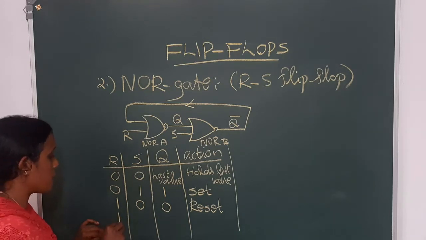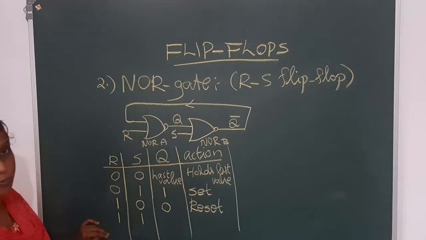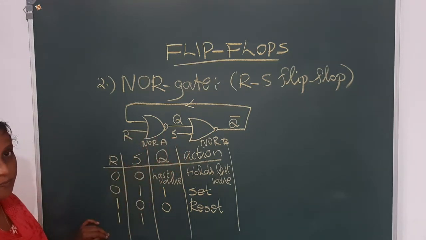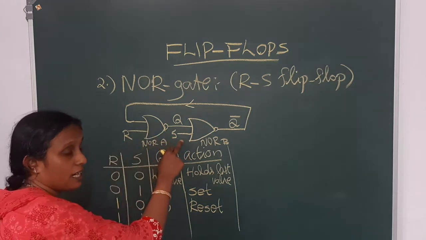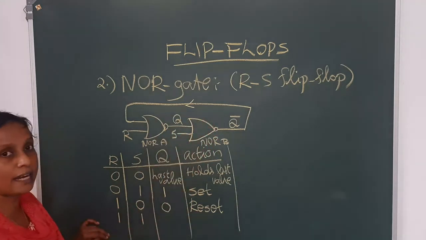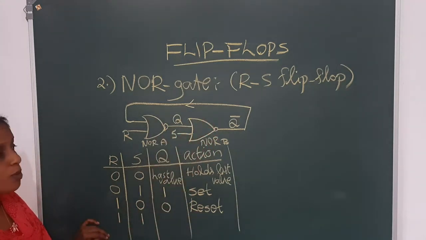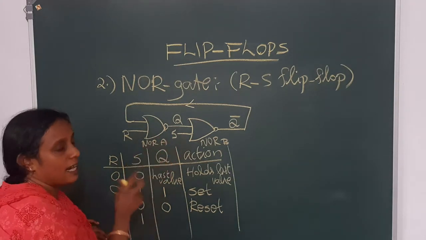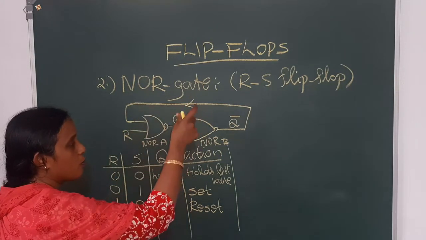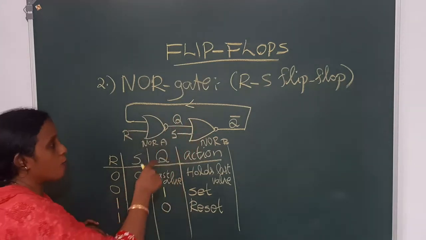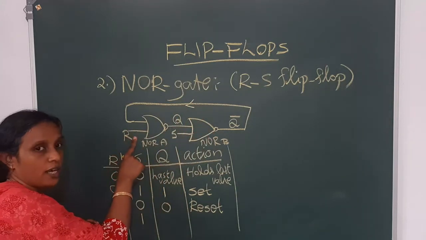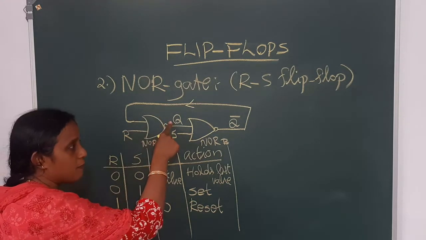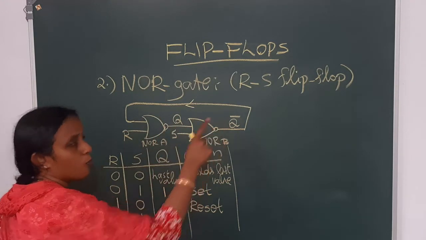Finally, the last combination is the 1-1 combination. That means both inputs are high. If both inputs are high, both gates are enabled. Now the problem comes. What happens now? Now both gates are trying to make their output low, because R equal to 1. So this circuit tried to make Q low. At the same time, this circuit makes Q bar low.